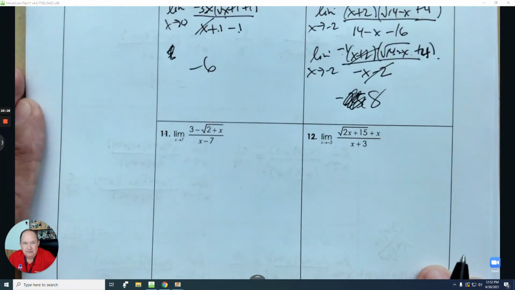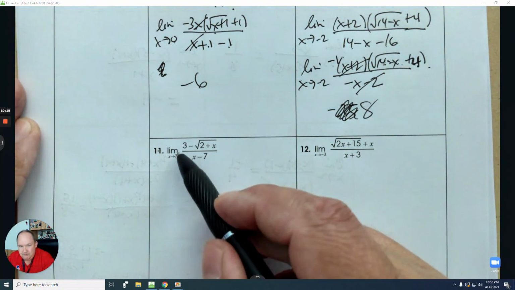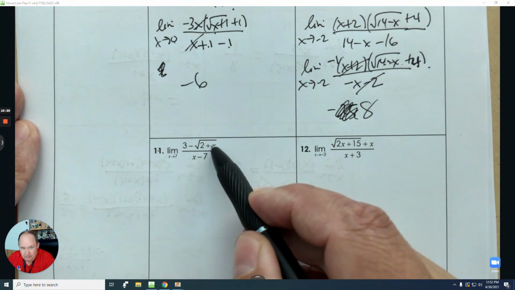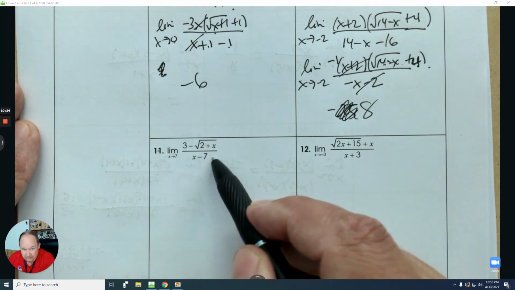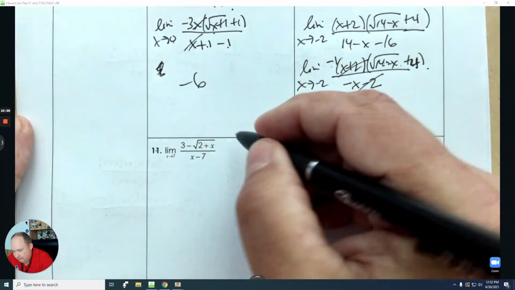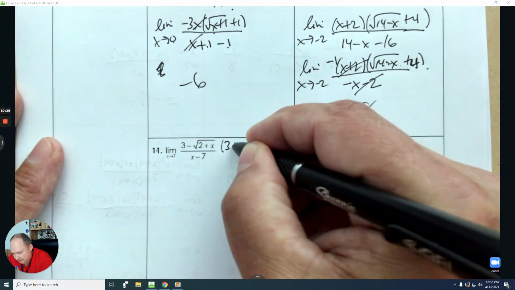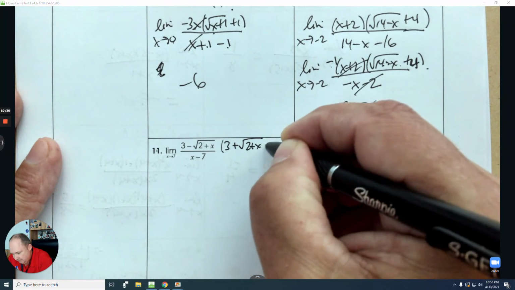2 more left. Let's do this. First, evaluate at 7. 2 plus 7 is 9. Square root of 9 is 3. So it's 3 take away 3, 7 take away 7. It's indeterminate. We're going to multiply by the conjugate, top and bottom.